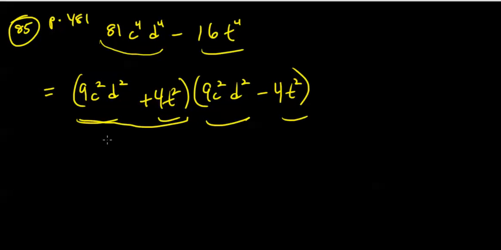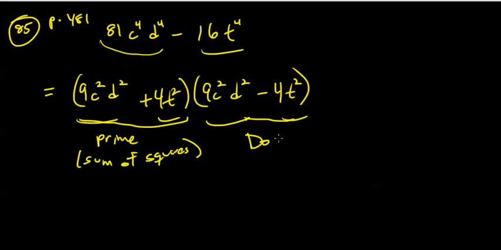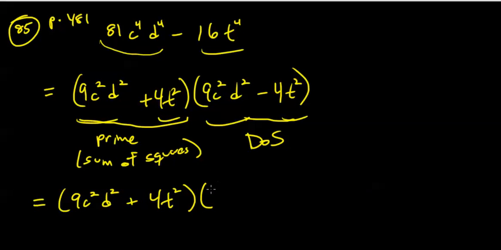Alright, the first binomial in this expression is prime. I know that because it's a sum of squares. Remember, a sum of squares is always prime. In order to break it down, you need a difference of squares, and I'll call that DOS. So to completely factor it, to break it down as far as I can, let's see, 9c squared d squared minus 4t squared, I can rewrite that as 3cd plus 2t times 3cd minus 2t.